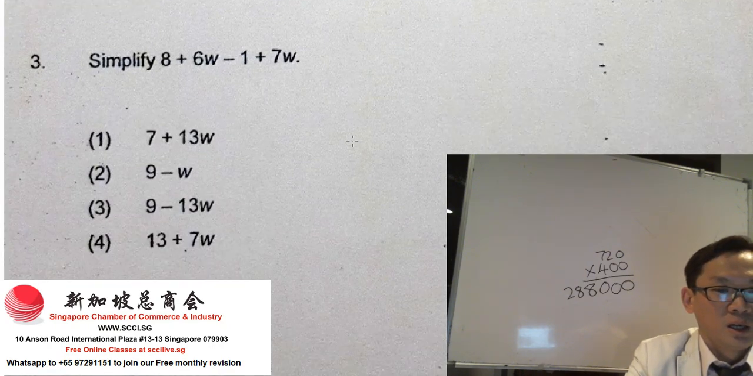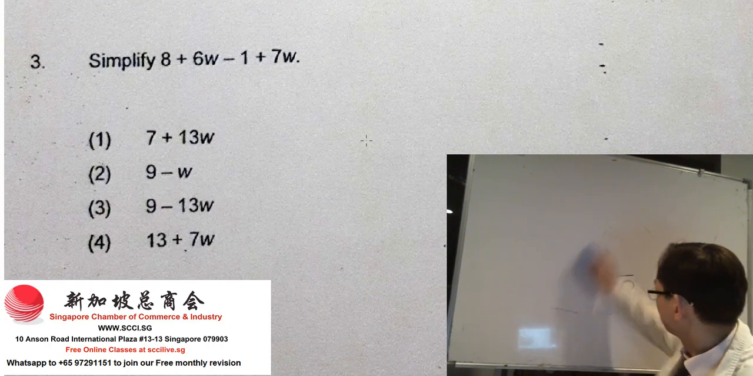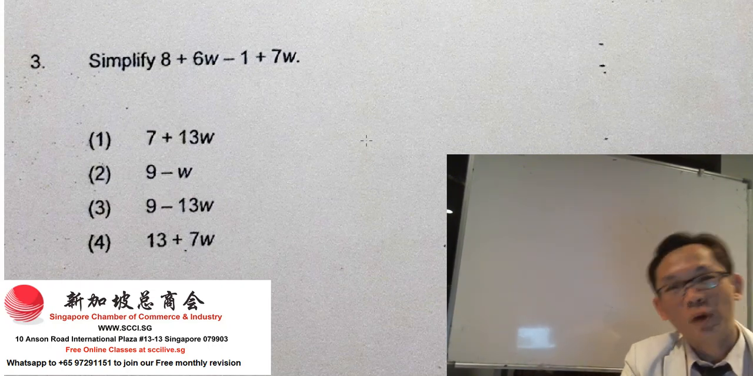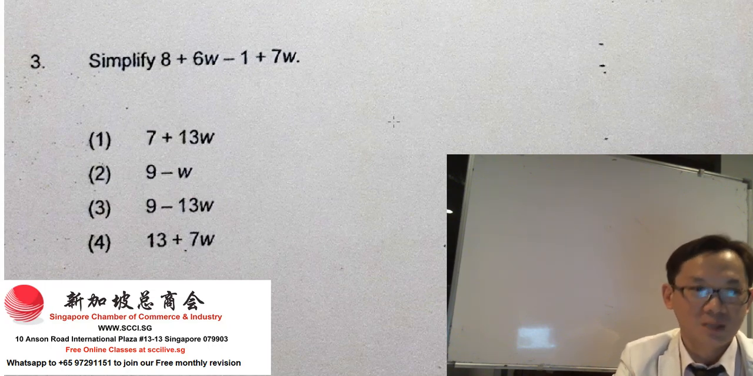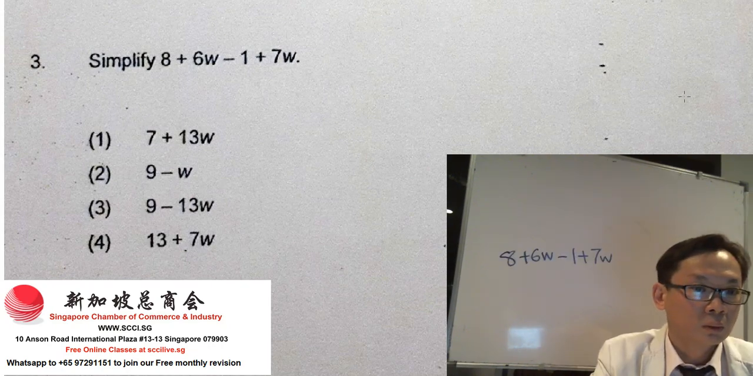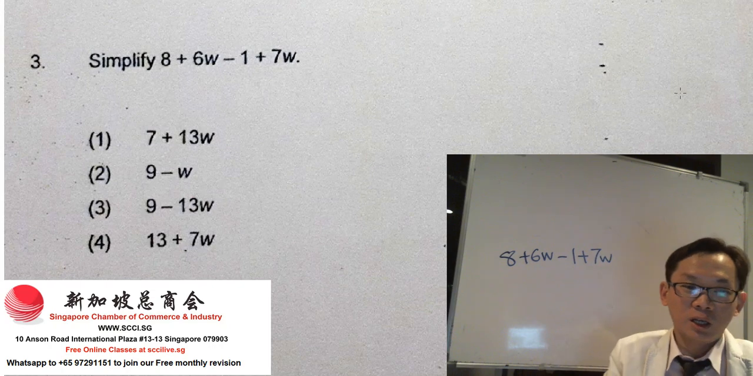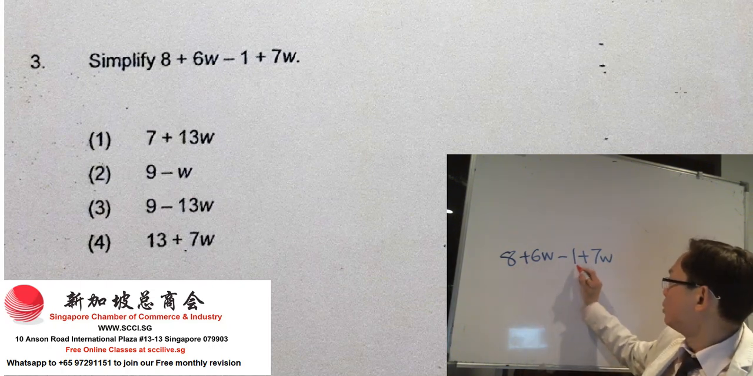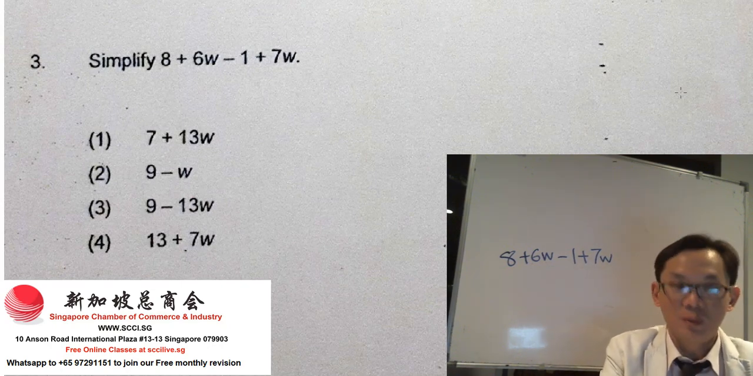Take a look at question 3. Are you able to work out the answer? I'll give you 10 seconds to work out the answer. Now question 3, I'll mention again. The question is 8 plus 6w minus 1 plus 7w. What is the correct answer? Do you manage to get it?